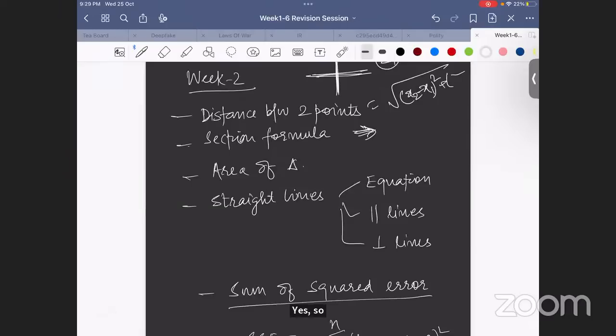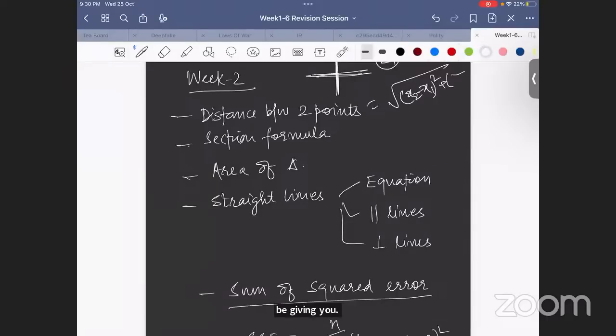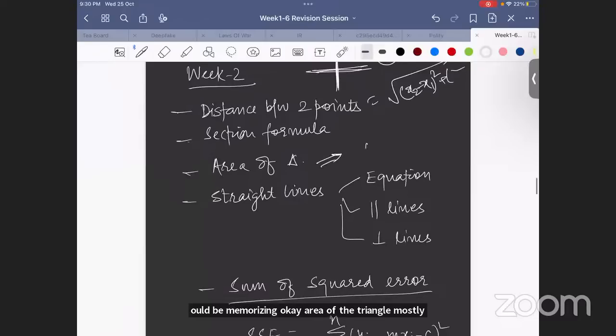So section formula, you are already aware of it, internally or externally. If you are cutting any point, you can be asked to find the point, externally or internally cutting with some ratio that they'll give you. Area of triangle, just read that formula. Memorize the formula. There won't be any formula given in the question paper, so you should memorize all the formulas. In many cases they'll ask for the area of triangle of collinear points. Collinear points you're already aware of, right? What is a collinear point? Sir, points in one line.